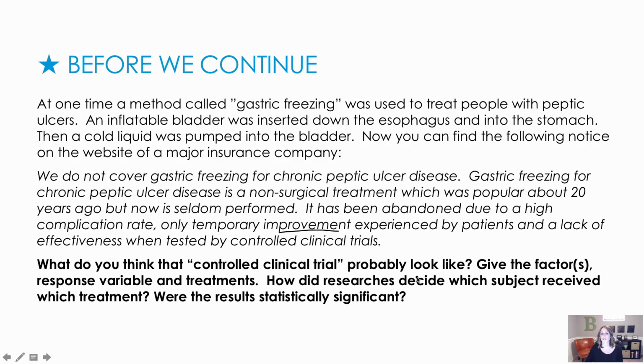How did researchers decide which subject received which treatment? We have no idea. We're assuming that it was chosen randomly, but that information is not given here. Were the results statistically significant? Well, obviously not, because we can see the results here say that they're not going to cover it anymore. So if the results were statistically significant, meaning that treatment of peptic ulcers with gastric freezing was beneficial, then they would still cover it, because then their patients would be doing better.